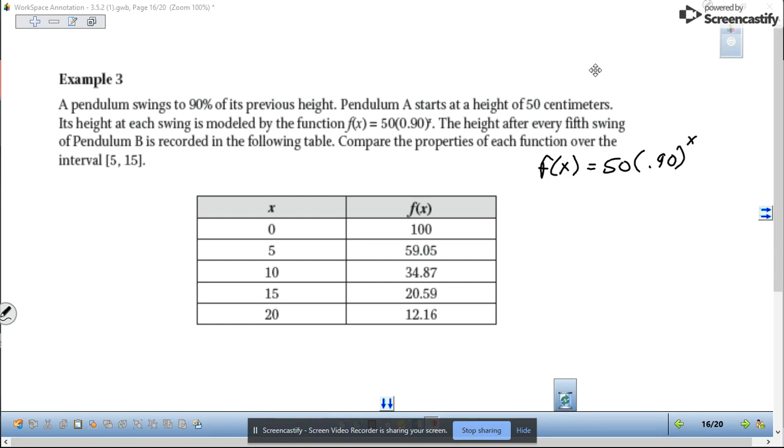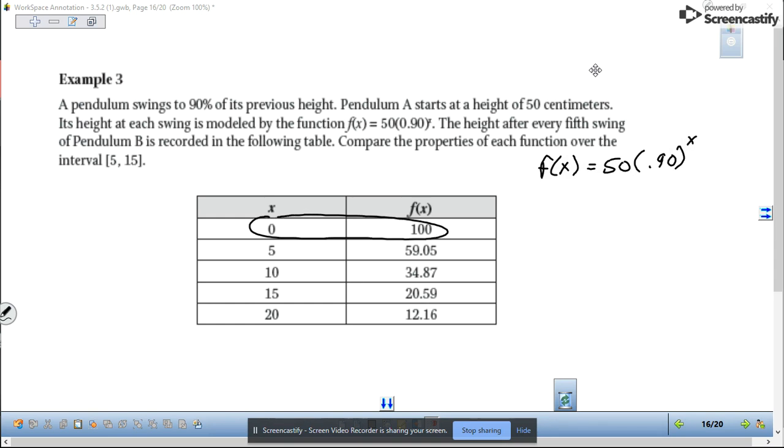Okay? Now, of course, swings are not timed. So this is one example where your exponent necessarily won't be timed. The intervals is each swing. So the height after every 5th swing of pendulum B is recorded in the following tables. Compare the properties of each function over the interval 5 to 0.